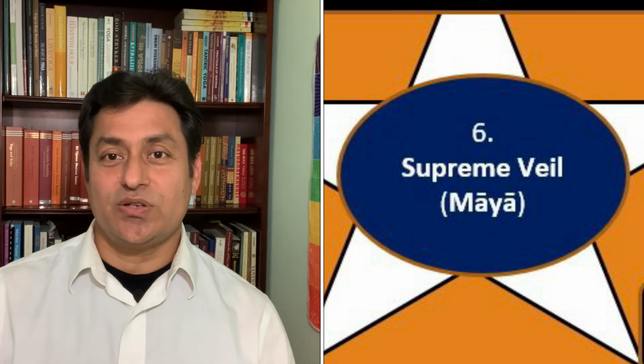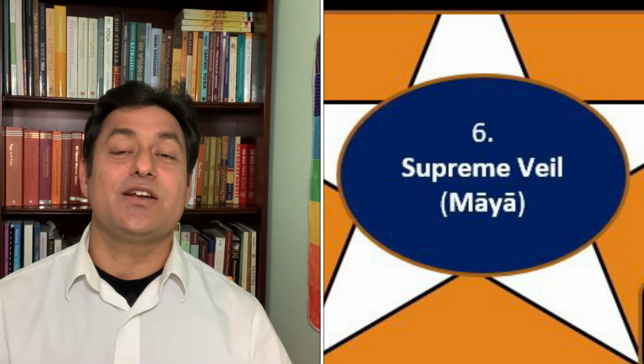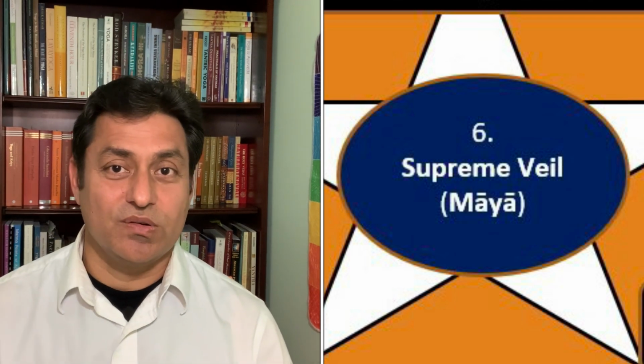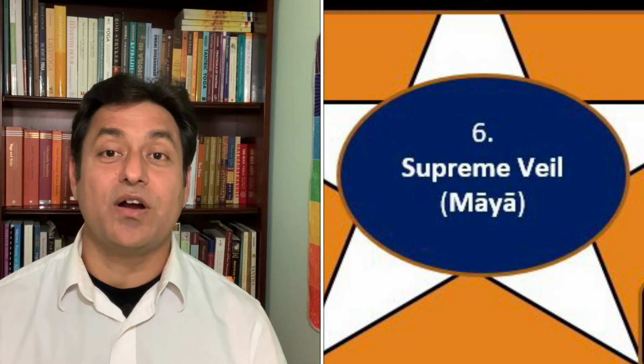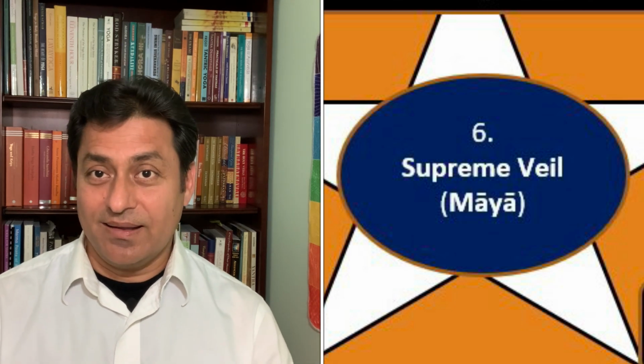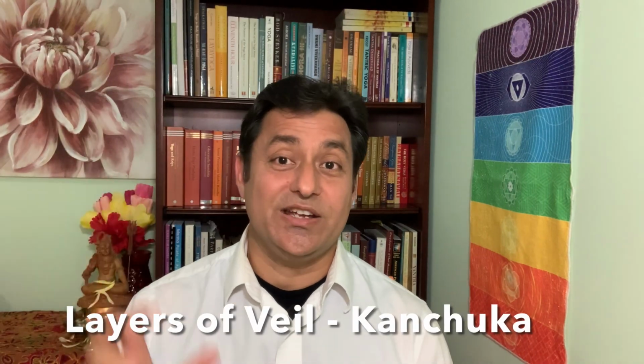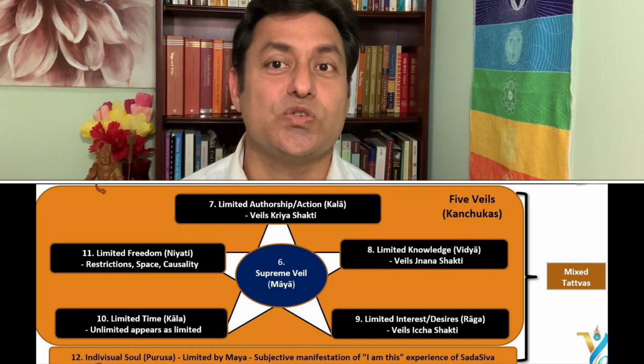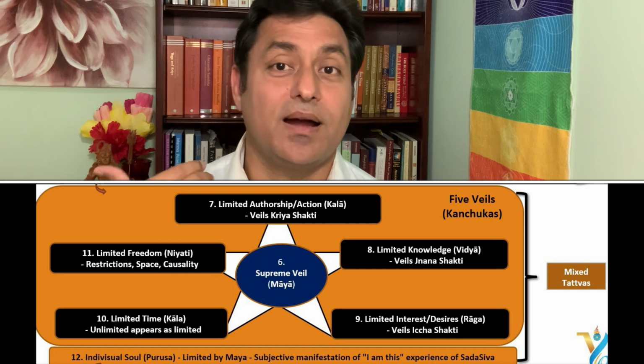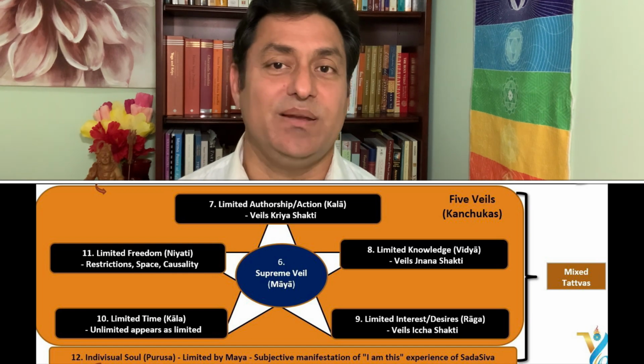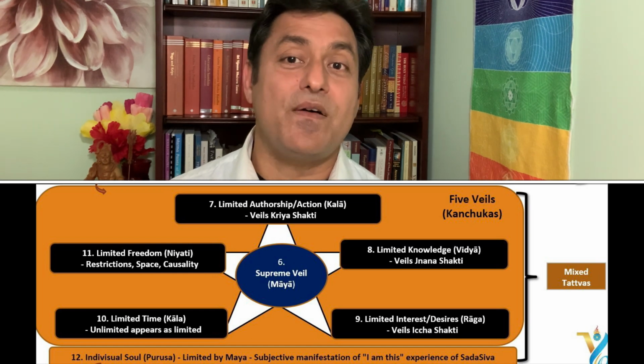And each layer starts to add the limitation of universal power or Shaktis. And this is how it happens. So the Maya Shakti has 5 layerings or avarana called kanchuka. The first limitation or first kanchuka is called Kala, as the 7th element, which veils the power of Kriya.